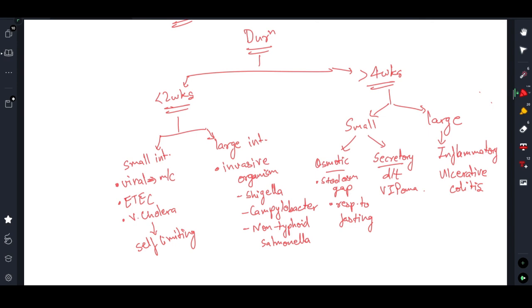The most common cause is the viral cause, right? Which can be due to enteropathogenic virus, which is norovirus or rotavirus, right? Or it can be due to enterotoxigenic E. coli, or it can be due to Vibrio cholera, and this condition is mainly self-limiting.